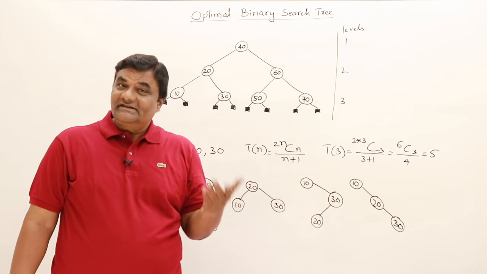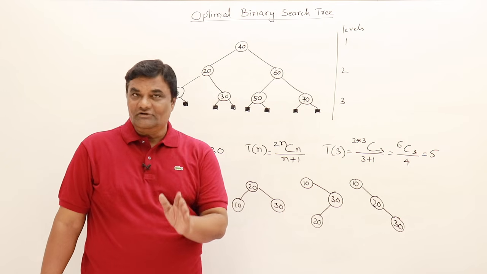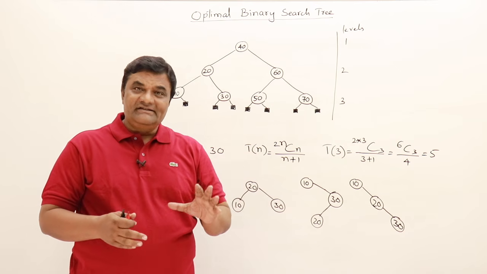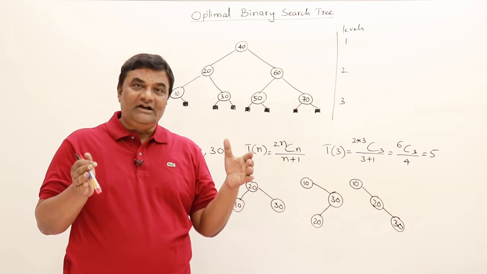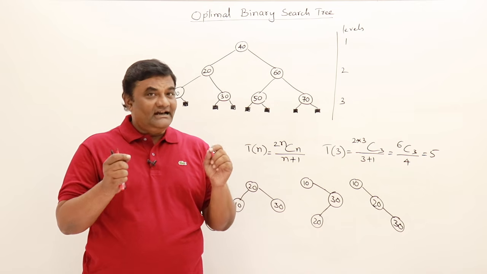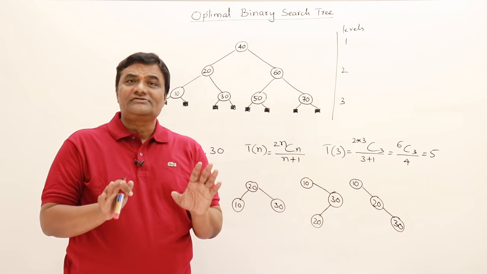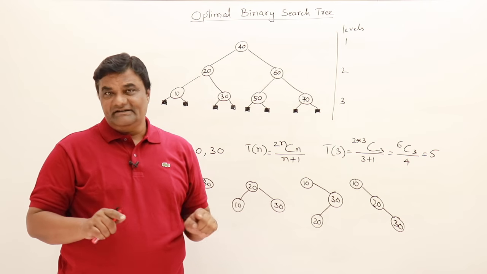So search may be successful also, search may be unsuccessful also, right? So in both the cases, we need to know the amount of comparisons that we are doing, and that amount of comparison is nothing but the cost of searching in a binary search tree.